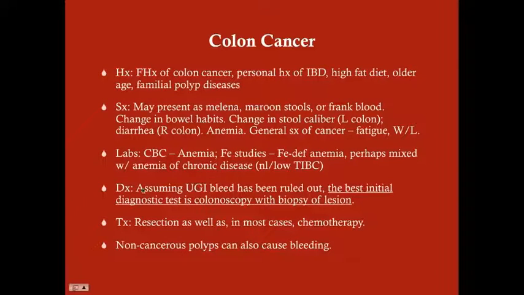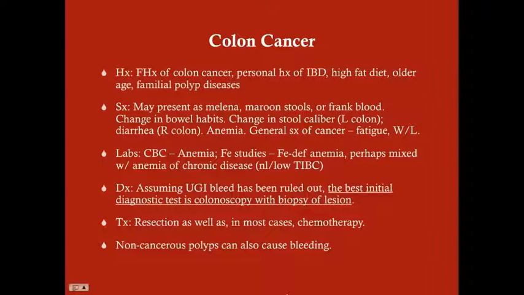For diagnosis, assuming, of course, that you've ruled an upper GI bleed out, then the best initial test is going to be colonoscopy. And in this case, of course, you're going to want to have a biopsy of the lesion. Usually you'll know cancer when you see it, but of course, you'll want to have a biopsy of that for definitive diagnosis. The treatment is going to be resection, and in most cases, you'll also be doing chemotherapy as well. Non-cancerous polyps can also cause bleeding as well.